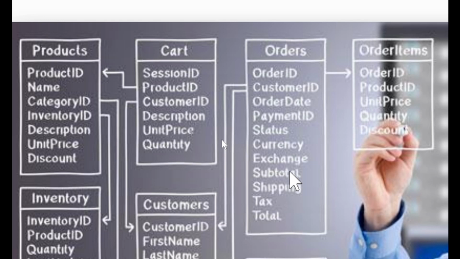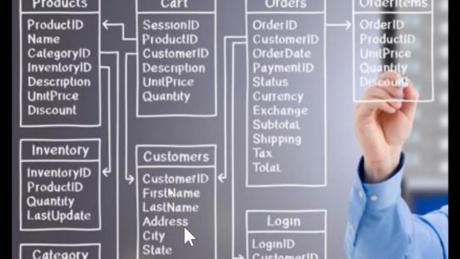How can we know which customer placed which order? We know it because we are going to create a relationship between the orders table and the customers table. And every order will be linked to a customer because it is a customer who will be placing the orders. So watch this.